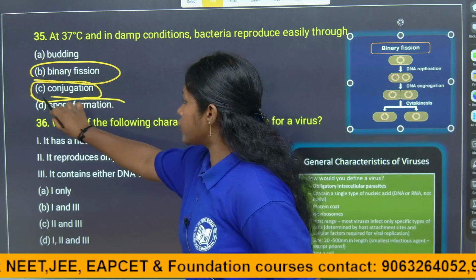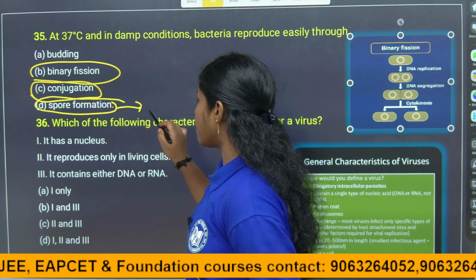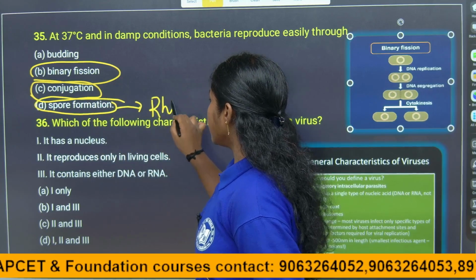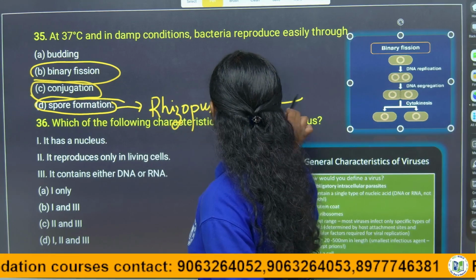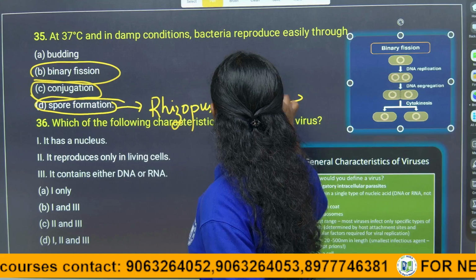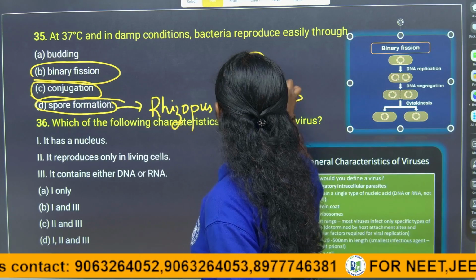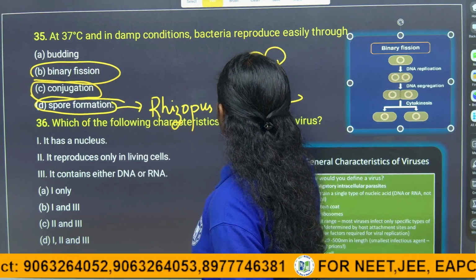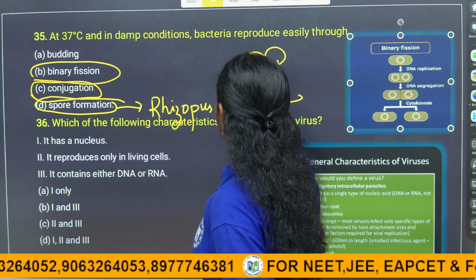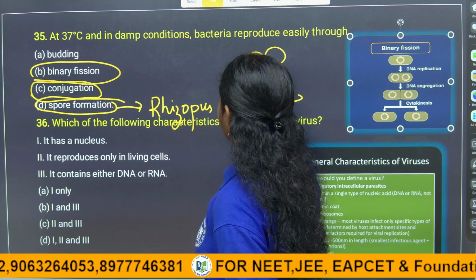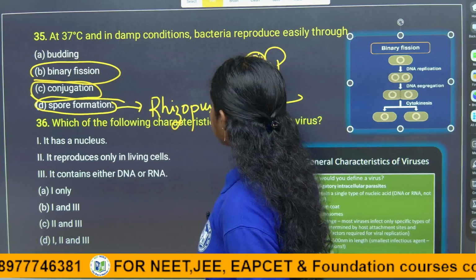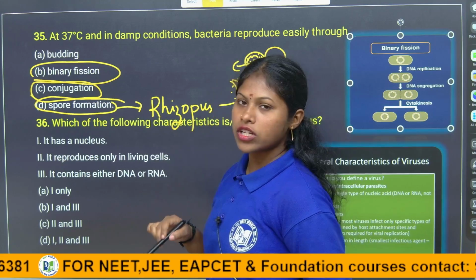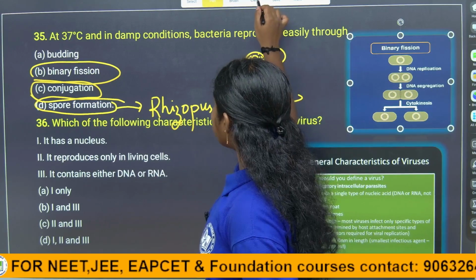Spore formation is an example for rhizopus, right? Rhizopus has sporangia, the bulb-like structures, which have many seed-like structures called spores. When they burst in favorable conditions, with the help of the spores, they again germinate. Right, children? So the answer is binary fission.